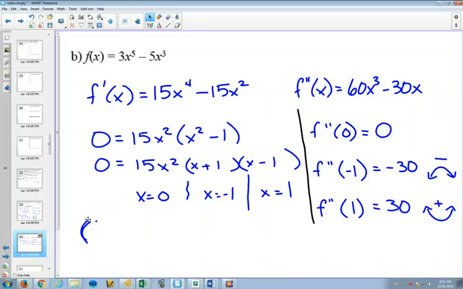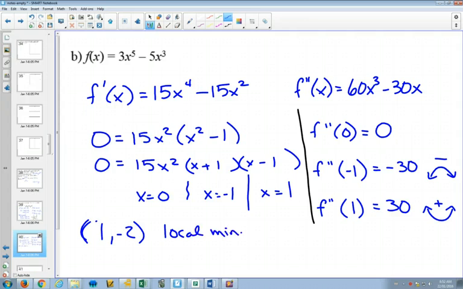If we plug in 1, you'd get 1, negative 2. And because the second derivative at 1 is positive and that's concave up, we know that's a local minimum. I always like drawing these either positive or negative cyclops here because they really help me see right away whether it's a local minimum or a local maximum. So 1, negative 2 is going to be a local minimum.